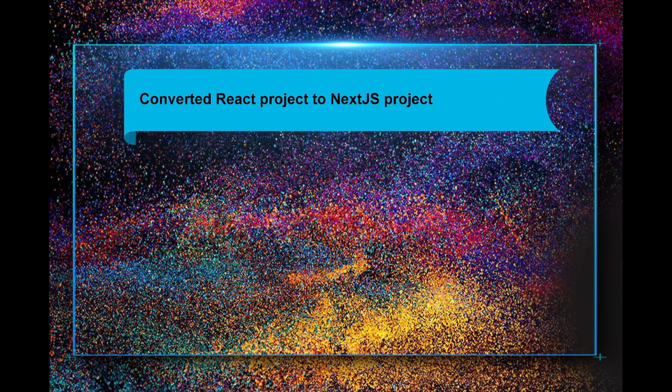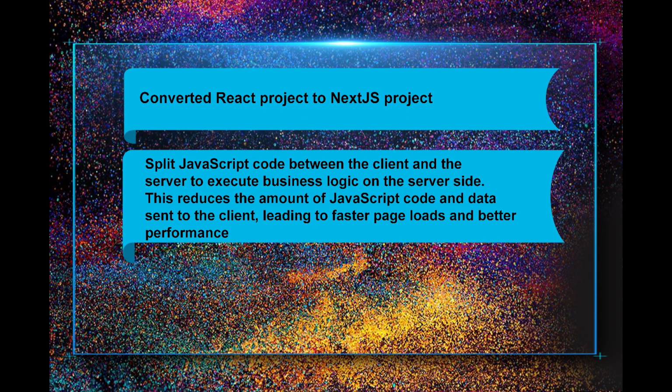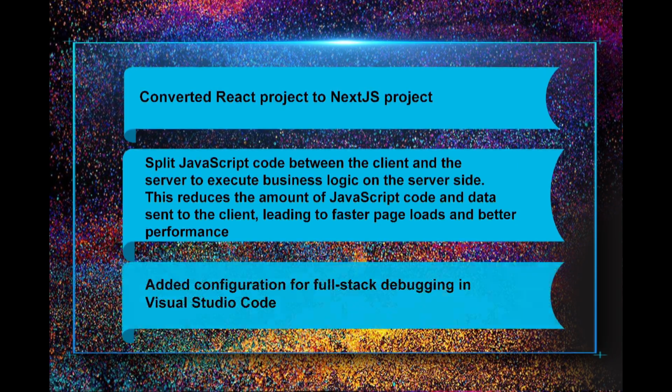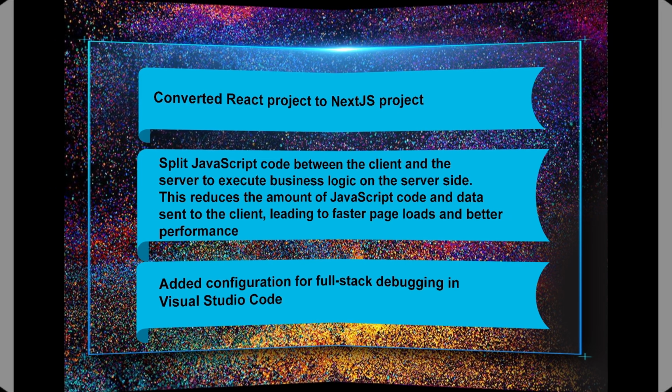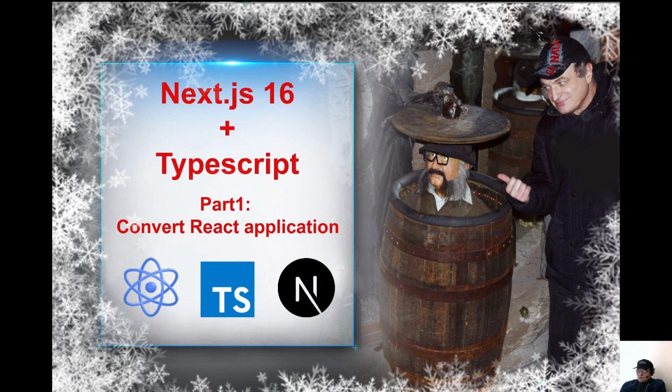In this project, we converted a React project to a Next.js project. Split JavaScript code between the client and the server to execute business logic on the server side. This reduces the amount of JavaScript code and data sent to the client, leading to faster page loads and better performance. Edit configuration for full-stack debugging in Visual Studio Code. That's all I wanted to show you in this video.